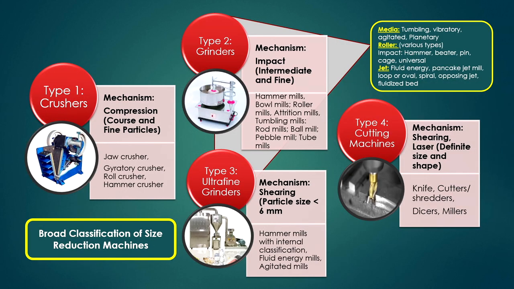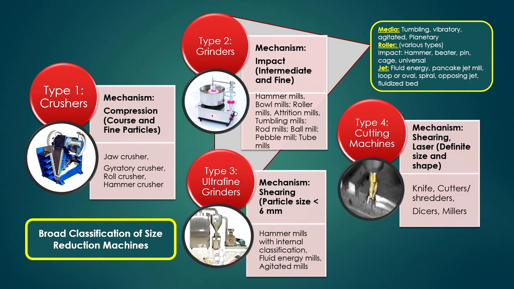Now, we will try to classify the different size reducing equipment based on different characteristics. In the slide we can see there are four types of size reducing equipment. Type 1 is called crushers. The mechanism for the crusher is compression. Generally coarse and fine particles are crushed by crushers based on compression. Equipment like the jaw crusher, gyratory crusher, roll crusher, hammer crusher and cone crusher are used for reducing the size of coarse and fine particles.